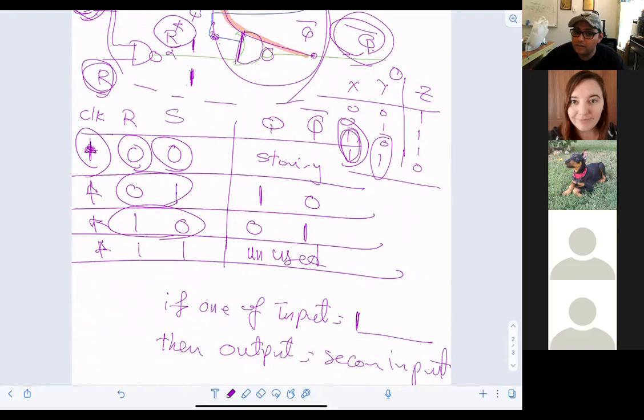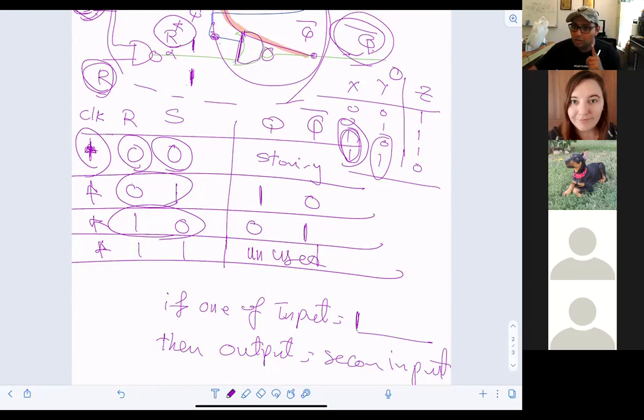Is it clear to everybody what I did? Yes. Any question? There is no question. Now we're gonna move to the next step. What is the next step? Next step is the characteristic table.